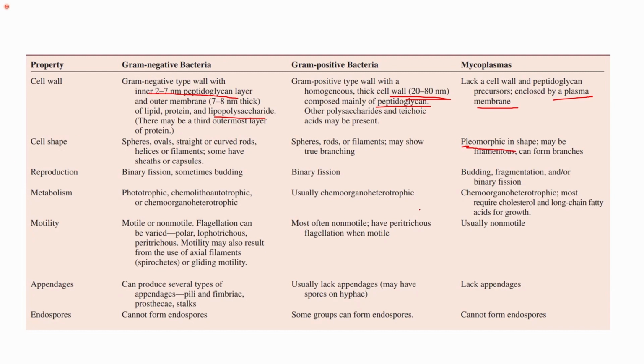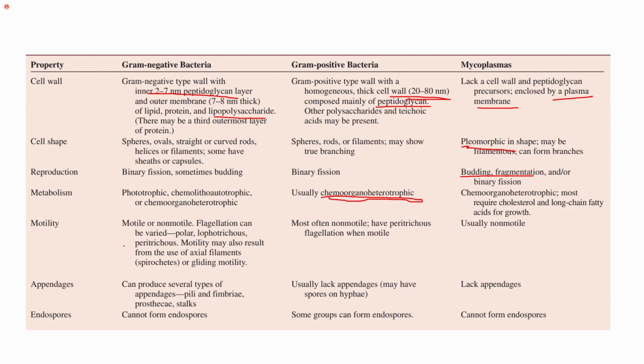Reproduction is mainly by binary fission, and budding or fragmentation may also happen. Metabolism is photoautotrophic, chemolithotrophic or chemoorganoheterotrophic, while in case of gram-positive bacteria, they are mainly chemoorganoheterotrophic. And similarly, mycoplasma are also chemoorganoheterotrophic. As for motility, gram-negative bacteria are also motile.